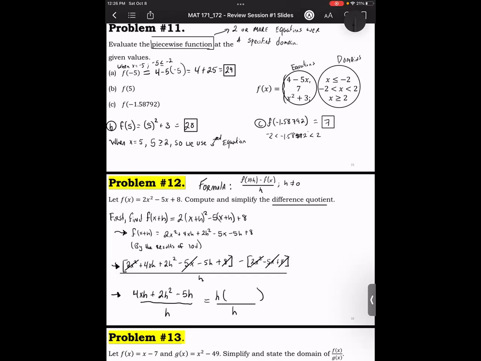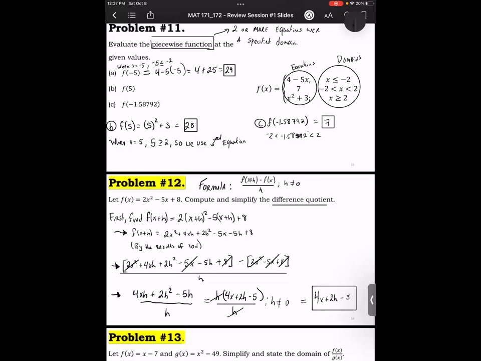Four x plus 2h minus 5. There you go. Very good, Emily. So as long as h is not 0, right? Remember, that's the only number we can't divide by. The h's are canceled, and whatever's inside the parentheses now is your final answer. So we say 4x plus 2h minus 5.